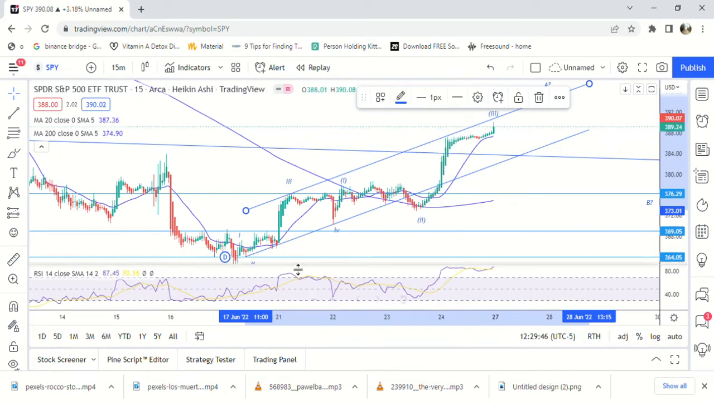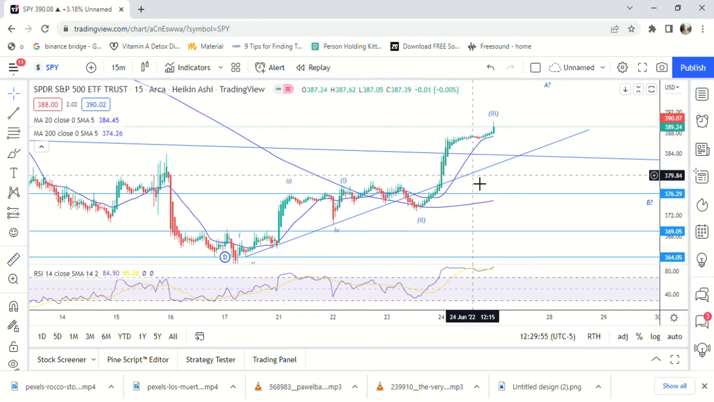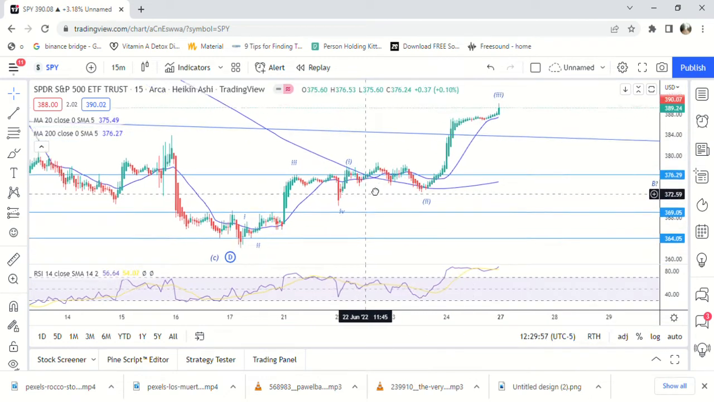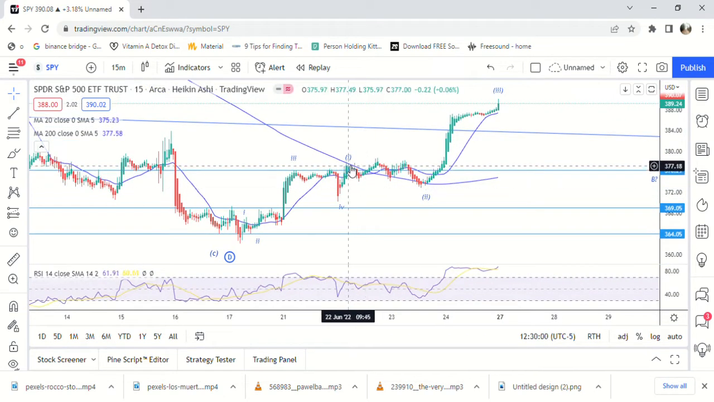So the question is, if we have 1, 2, 3, 4, is this the fifth wave right here? Or are we still in the fifth wave of this move? I don't think this is a fifth wave, actually.